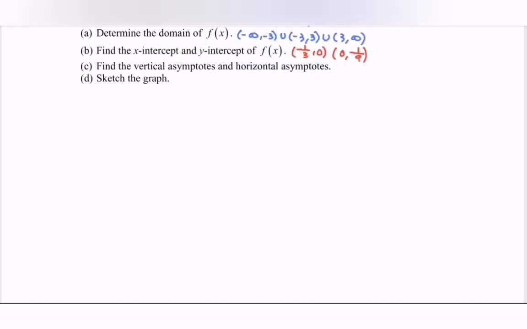Next is to find the vertical asymptote. As we can see, we have the vertical asymptotes x is equal to negative 3 and x is equal to 3. So, limit when x approaches negative 3 from the left: 3x plus 1 over (x minus 3) multiplied with (x plus 3).